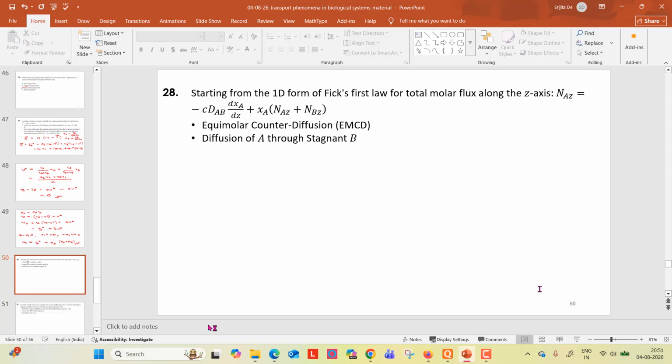Starting from the 1D form of Fick's law for total molar flux along the z-axis, this is equimolar counter diffusion. Equimolar counter diffusion means NBZ equals minus NAZ. It is also the other way around. So now if we put this in the equation, NAZ equals minus CDAB dxa dz, right?